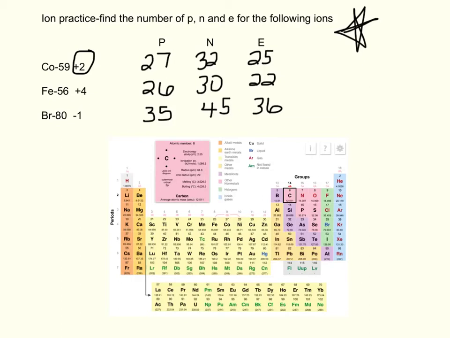Iron, number 26, normally would have 26 electrons and protons, but I have a plus 4 charge, so I took 26 minus 4 to get 22. To get the neutrons, I took the mass of 56 and I subtracted my protons, which is 26, gives me 30. Bromine is number 35, so I had 35 protons. Normally I would have 35 electrons, but notice it had a minus 1 charge. So I'm actually going to do the opposite of what it says. Instead of minus 1, I'm going to add 1, and that is how I got 36. And for my neutrons, I took 80 minus 35, gives me 45.